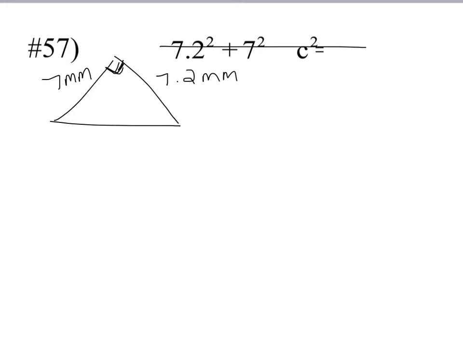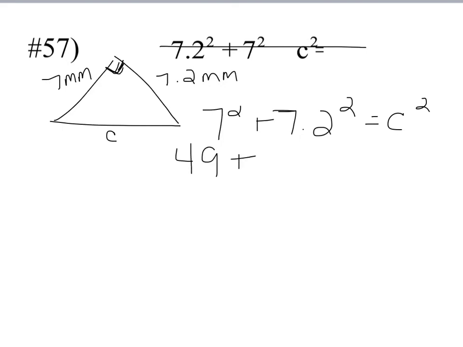Okay, so we obviously need to find this side here, and this is the hypotenuse, so therefore make sure that you're only plugging into A and B. Doesn't matter which one you plug into which, so I'm going to do 7 squared plus 7.2 squared is equal to C squared. 7 squared is 49, and 7.2 squared is 51.84. 51.84 plus 49 is 100.84.